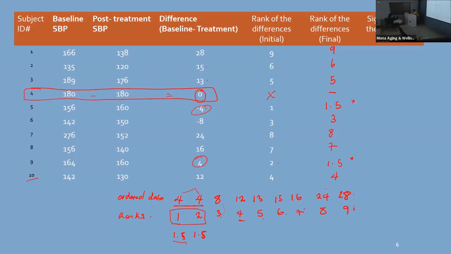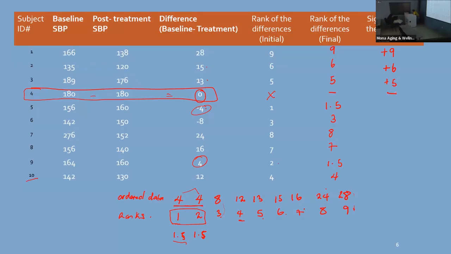Good. So once we've done the ranking system properly, the final step is to assign signs to the ranks, Vanessa. So now it's time for us to assign the signs to the ranks. In assigning the signs to the ranks, we're gonna take the sign of the differences. Good? So for example, 28 was a positive 28, so that rank is gonna be positive 9. A difference of 15 was positive, so that means the rank is gonna be positive 6. 13 was positive, so this rank is positive 5.